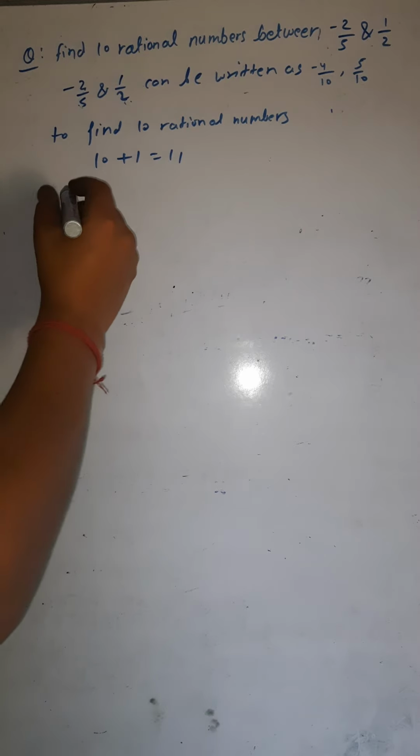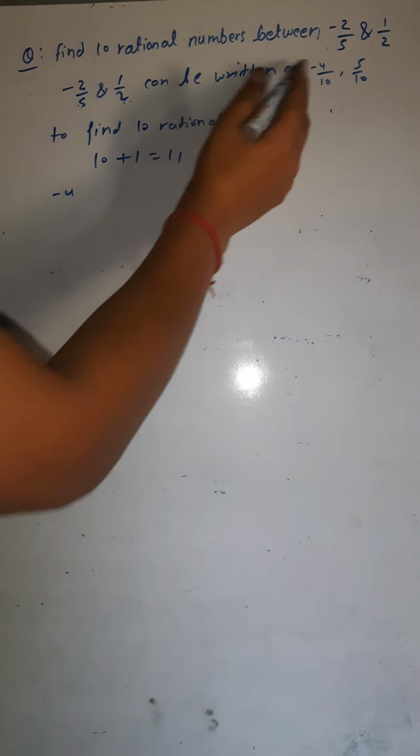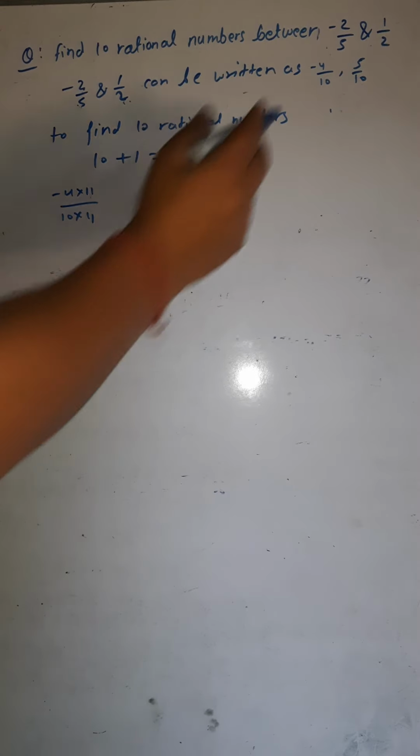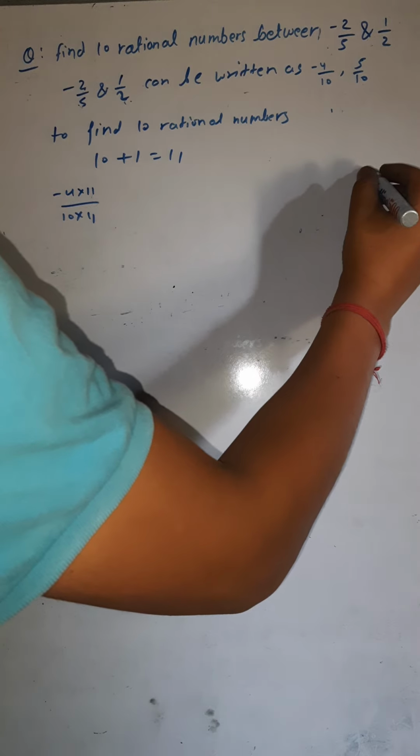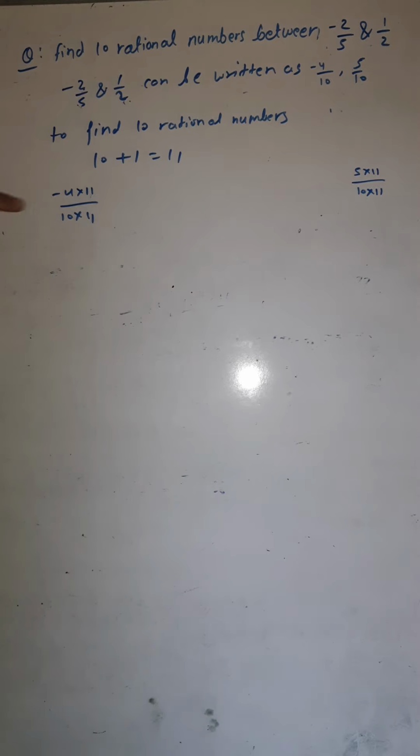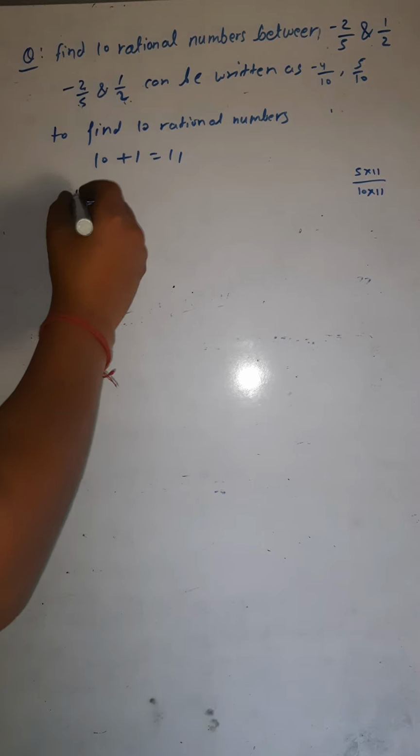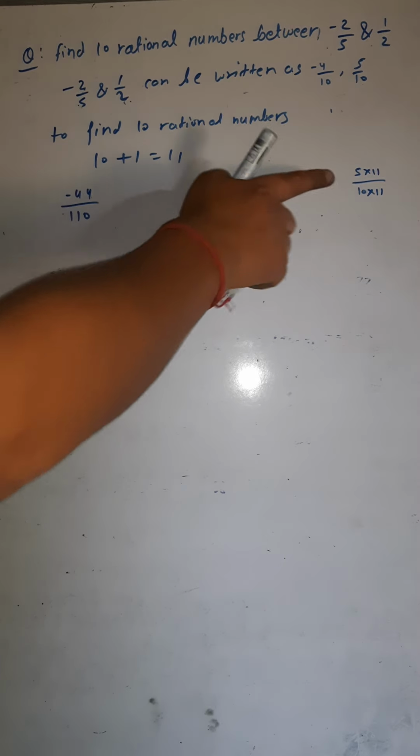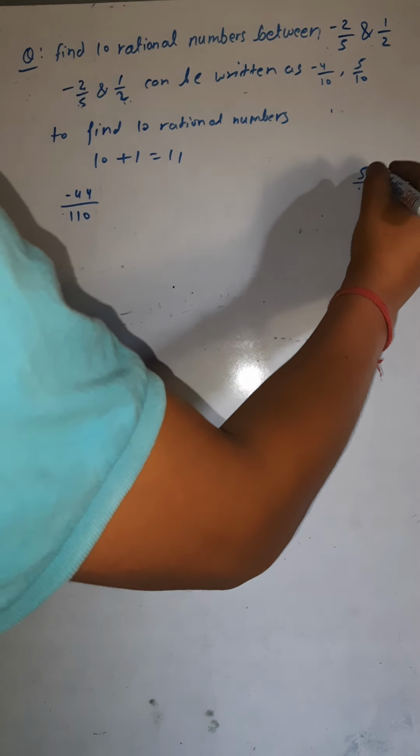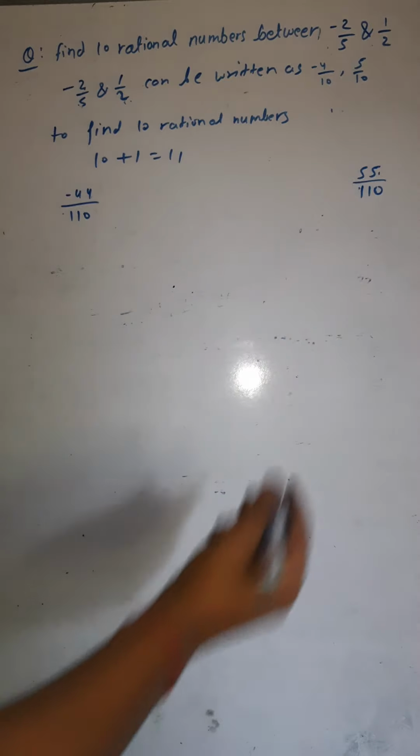Okay. So now here minus 4 multiply 11 by 10 multiply 11. Second one here I am writing 5 multiply 11 by again 10 multiply 11. So both the fractions I have multiplied by 11. So let me multiply this. 11 fours are 44, so it would be minus 44 by 110. Minus 44 by 110, and here 11 fives are 55, so I can write it as 55 by 110.